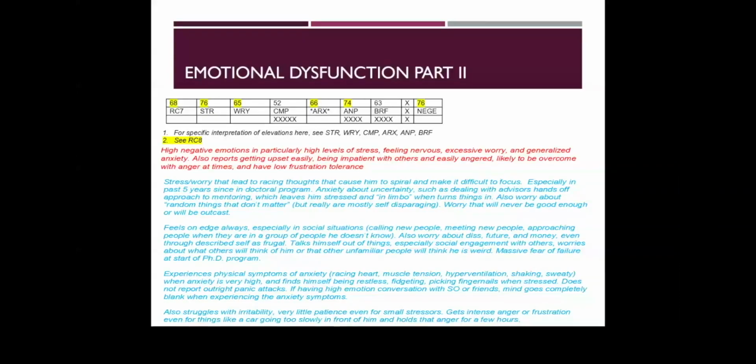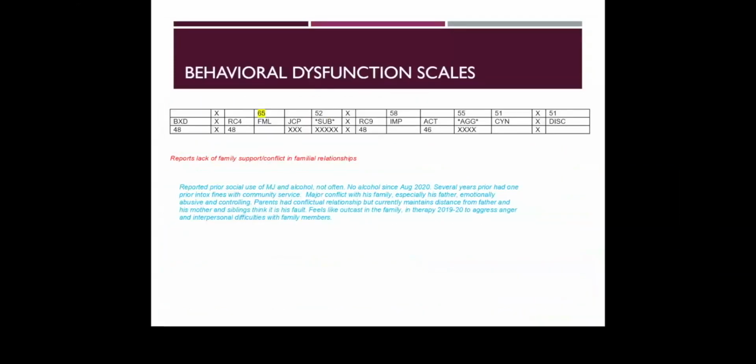This also is very consistent with the client because there's not a lot of elevations here. So the higher order scale on BXD is not elevated. The antisocial behavior scale is not elevated. We see family problems is barely elevated at T equals 65. Nothing else is in an elevated interpretable direction.